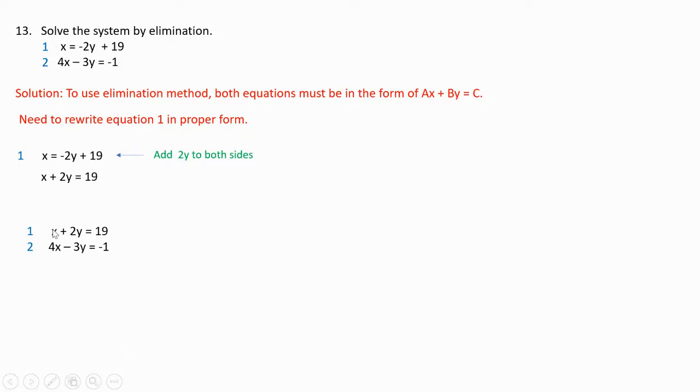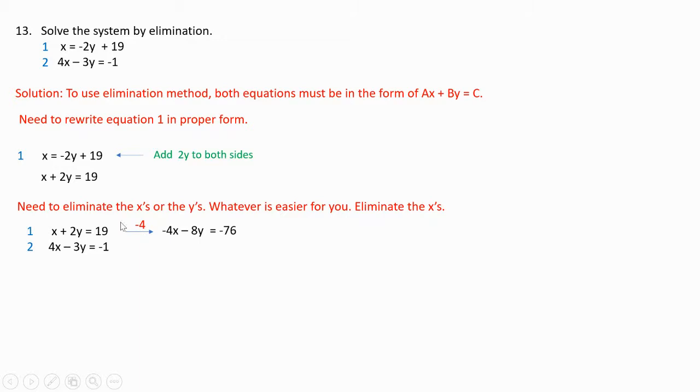Now I'm going to eliminate the x's or the y's, whichever is easier for the student. In my opinion, it's easier to eliminate the x's. How do we eliminate the x's? Like I put here in red, if this is -4x, then when you add, there'll be 0. So I need to multiply equation 1 by -4. -4 times x gives me -4x, -4 times 2y gives me -8y, and -4 times 19 gives us -76. Equation 2, we'll just bring down as it is.